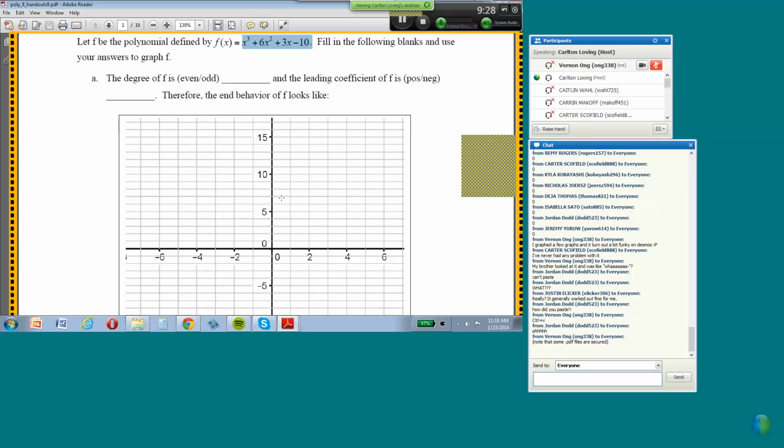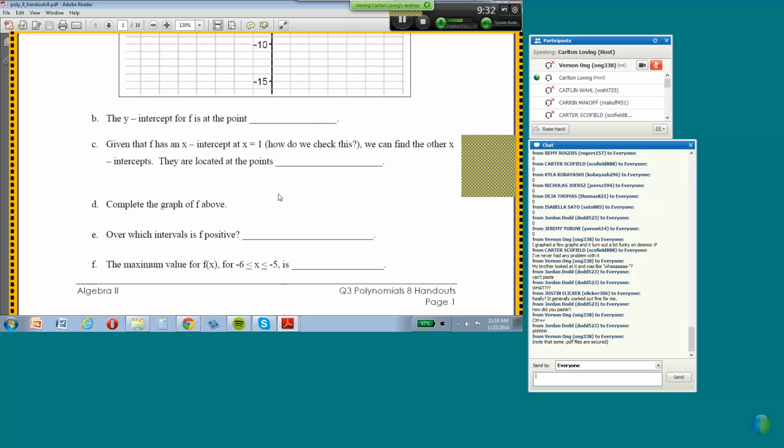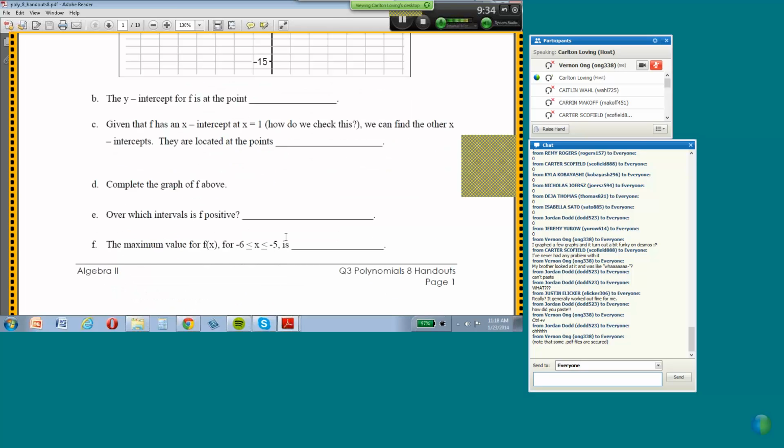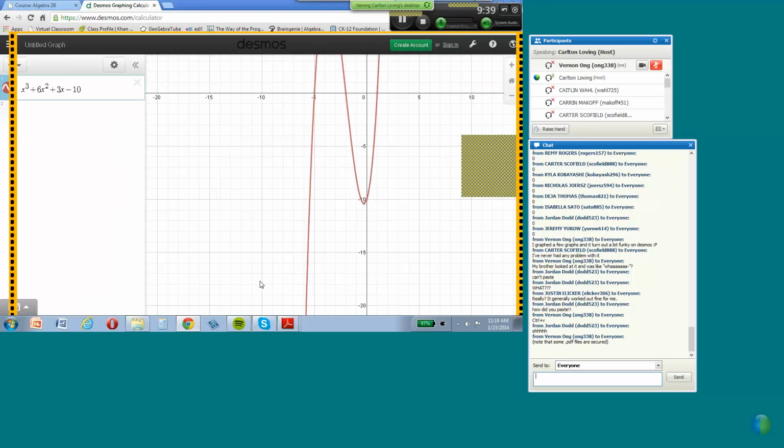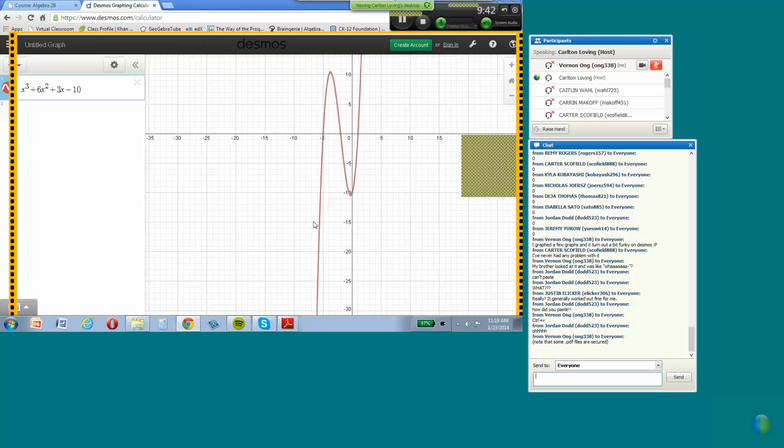What else did they ask you? Complete the graph over which intervals is F positive. So for E, if we look back at our graph, what intervals is it positive? Well, basically it's positive between the intervals of -5 and -2, and then it's positive for everything after 1, right? After -2, we have negative values. Between -2 and +1, we have negative values. So that's how you would answer that. Any questions on this one?